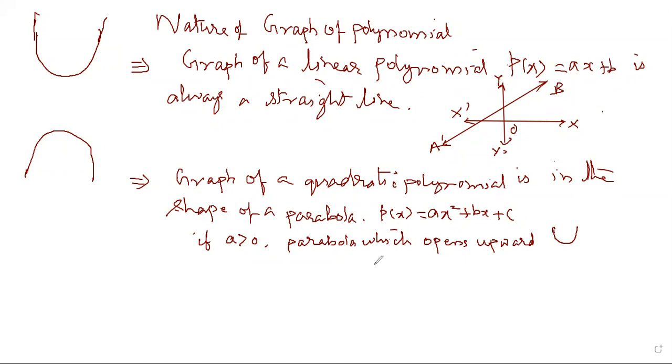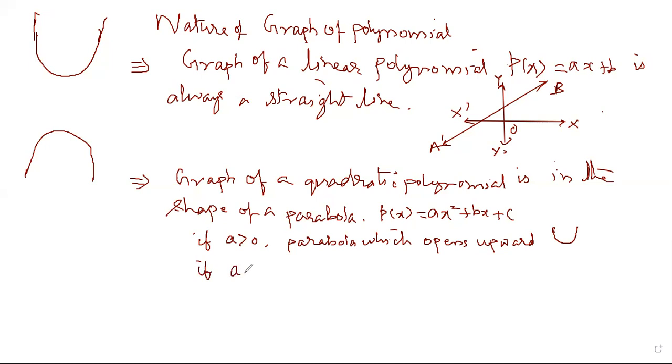And it will intersect the x-axis at a maximum of two distinct points. The graph of a quadratic polynomial intersects at most 2 points. It can touch at 1 point, or it can intersect the x-axis at a maximum of two distinct points. So I'll write that point also.